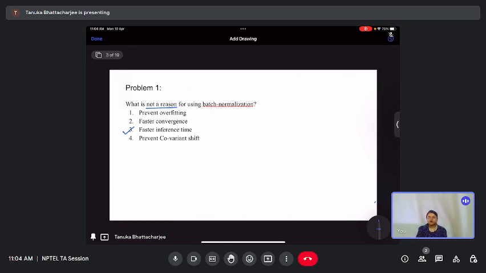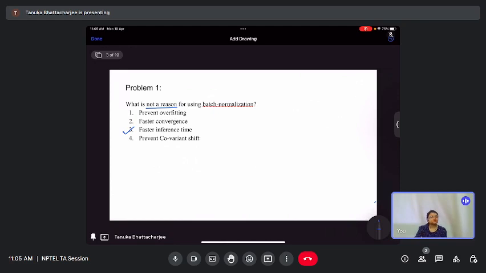Ideally what you should do is take the mean and standard deviation of the entire training set and normalize by that, but you are not doing that. You are actually normalizing by a noisy estimate of the entire training set's mean and standard deviation. By introducing such noise, you are introducing some form of regularization, and that also helps in preventing overfitting. So batch normalization helps in preventing overfitting, faster convergence, and preventing covariate shift.